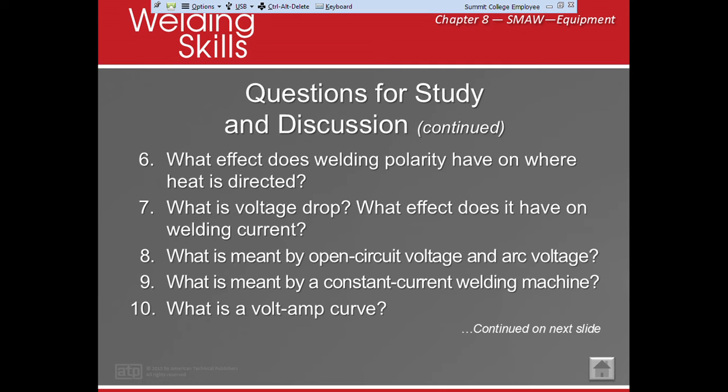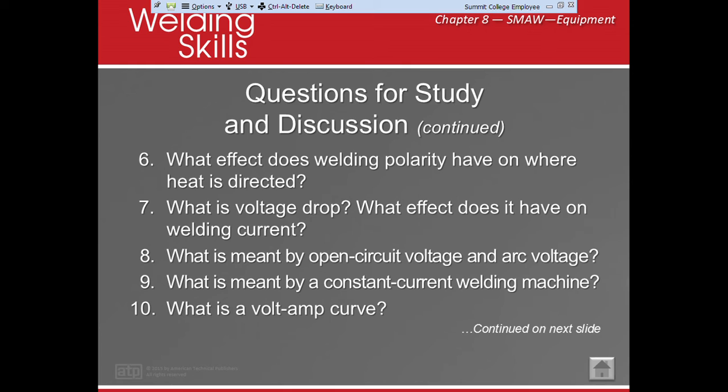What is voltage drop? Voltage drop is the voltage decrease across a component due to resistance of the flow of current. When there's too great of a drop, the welding machine cannot supply enough current. What is meant by open circuit voltage and arc voltage? The lights are on, but nobody's home. The welding machine is ready to go, but no welding is being done. Arc voltage is the voltage present after we strike an arc and maintain it.